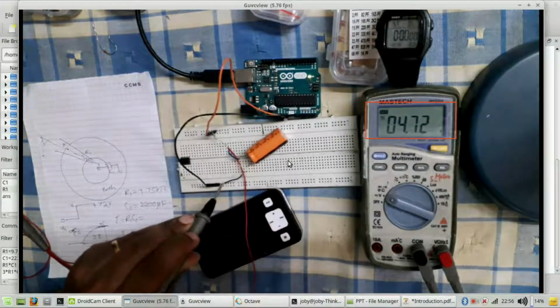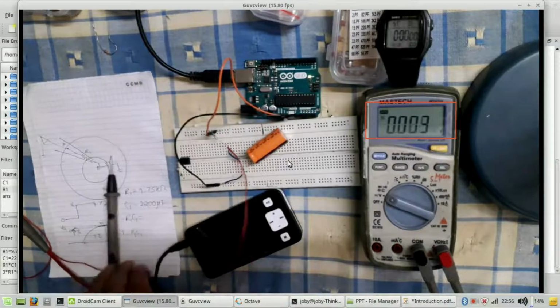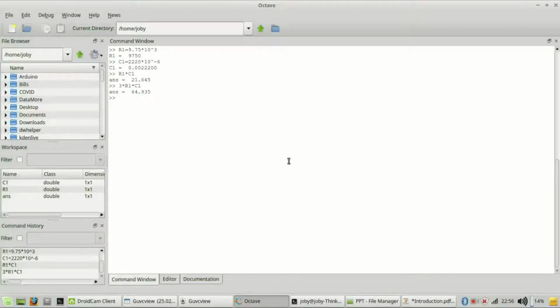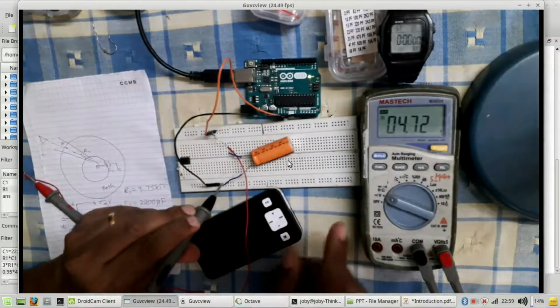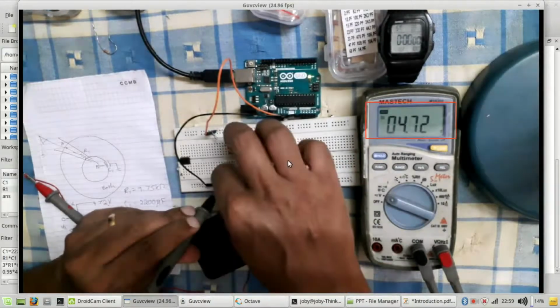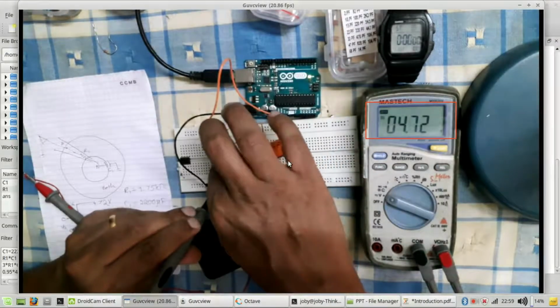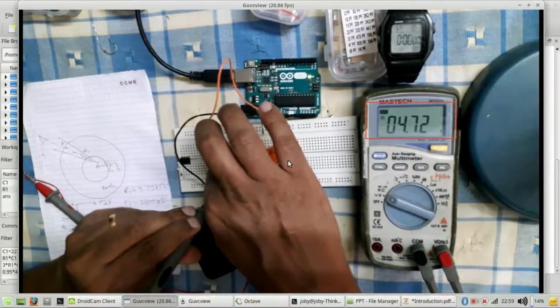Okay, so I will plug in and start the stopwatch. And 95% of 4.72, that is 0.95 into 4.72, is 4.48. So we will stop when the voltage reaches 4.48. So that's when I will stop the stopwatch. So I will plug this in, start the stopwatch, and then stop at 4.48.